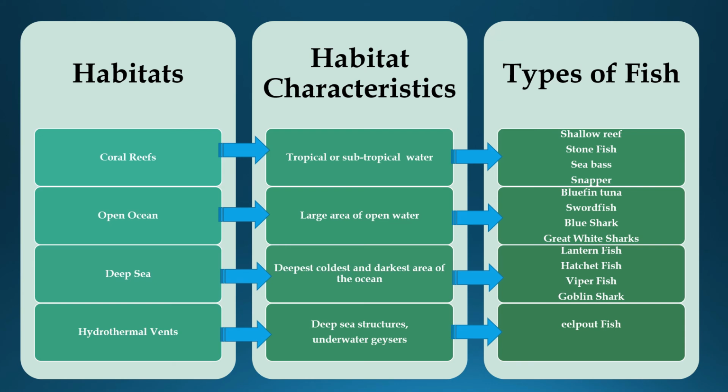The next one is the deep sea, the deepest, coldest, and darkest area of the ocean. The types of fish living in the deep sea are lanternfish, hatchetfish, viperfish, and goblin fish. That is goblin shark.